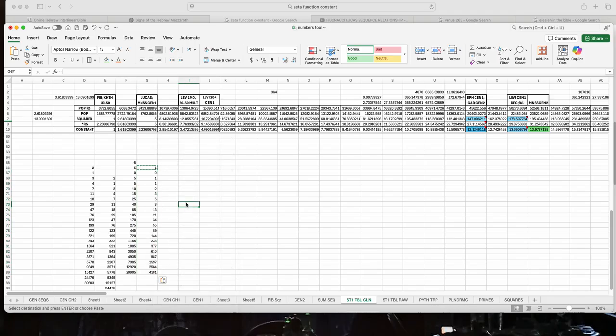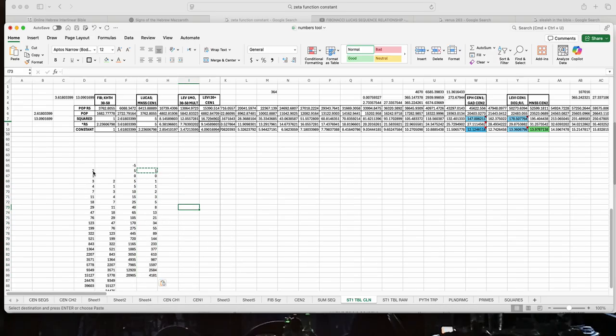And that would make sense, because the base Fibonacci sequence times the square root of 5 gets us to Lucas. Lucas times the square root of 5 gets us back to the Fibonacci sequence times 5. So we're just sort of looping through.